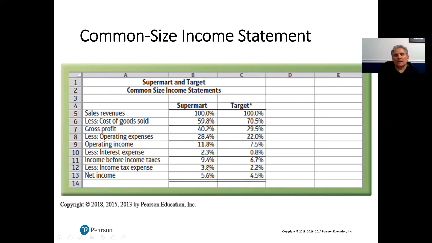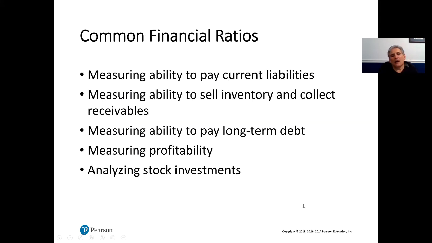Now, in this case, even though Target's net income is going to be in the billions, you can use the common size income statement to see that Supermart, in terms of its relative size, is actually doing a little bit better, 5.6% versus 4.5%. So kudos to the management of Supermart because they're at least running it as well as Target. All right, we're going to move on to common financial ratios.